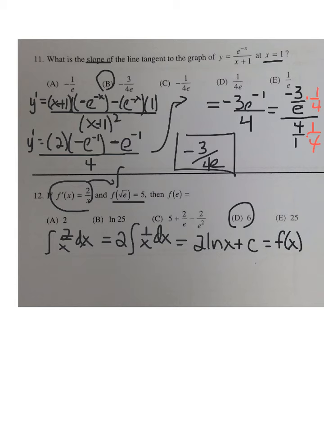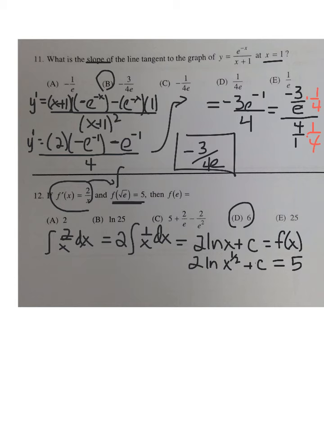Now, going back to what we have right here, I'm going to plug in radical e for my x value. I'm going to set it equal to 5. So I'm going to have 2 times the ln. Now that's radical x. I'm just going to make that x to the 1/2, and you'll see why in just a second. Plus c, and again, we're setting y equal to 5.